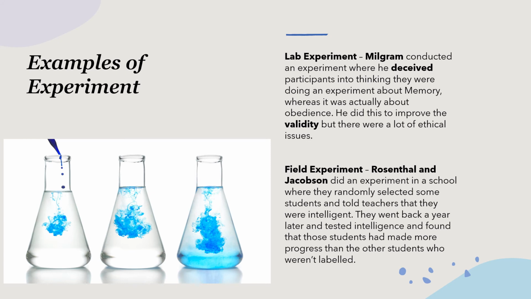But when they went back a year later, they found that the teacher's behavior towards those students who had been labeled had changed and had actually created a self-fulfilling prophecy. It created better results, because the teacher had treated them like they were smart, and therefore they had made more progress than the ones who weren't labeled. So it was done in the real world, it was a real life situation.